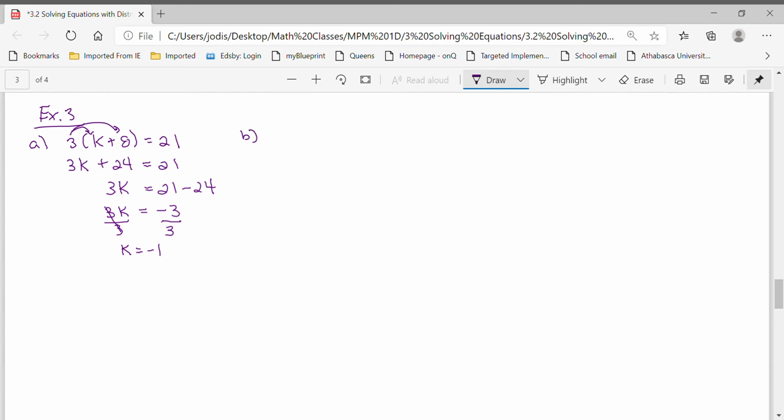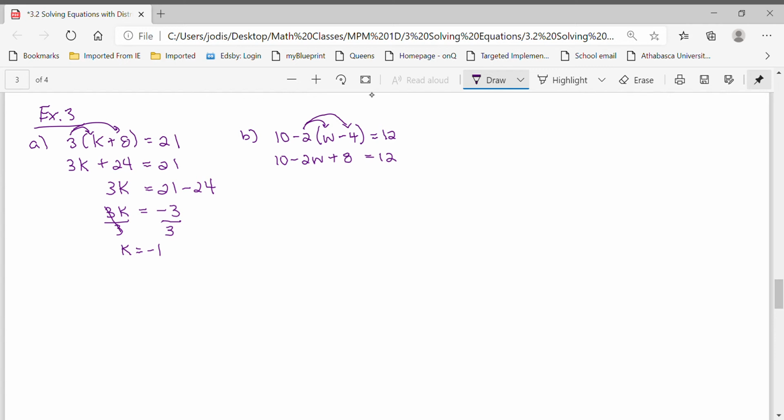All right, try B. So we've got 10 minus 2 brackets w minus 4 equals 12. Be careful: as much as you're going to want to, you cannot do 10 minus 2 here. We have to distribute that 2 first. So we're going to leave our 10 minus, and now we have to do that negative 2 times w is negative 2w, and then negative 2 times negative 4 is positive 8.